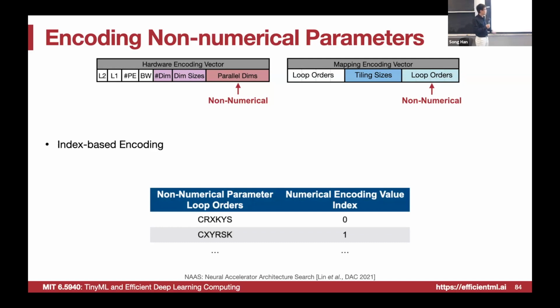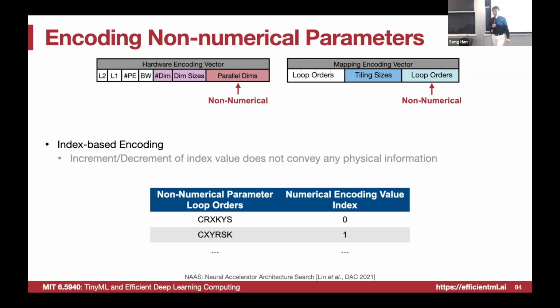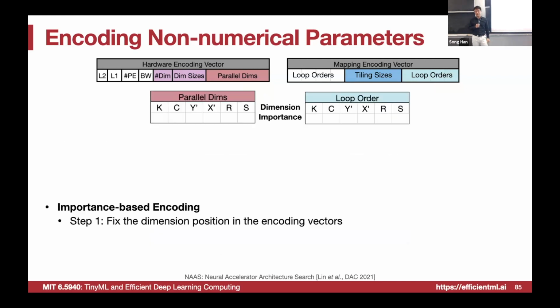We use index. One approach, certainly, is index-based encoding. This is one possible loop order, and we assign it the value index. Another possible order, we assign with a possible loop index. But the problem is that the index value 0 or 1, 1 is larger than 0, 2 is larger than 1, but that will not necessarily convey any physical information. Why is this larger than this? That doesn't quite make sense. This is just a symbol rather than a number, not an integer, not a real number. So the increment or decrement of the index doesn't convey physical information.